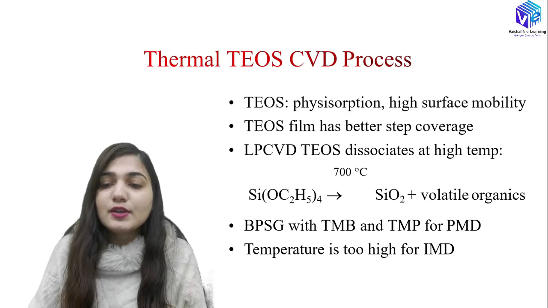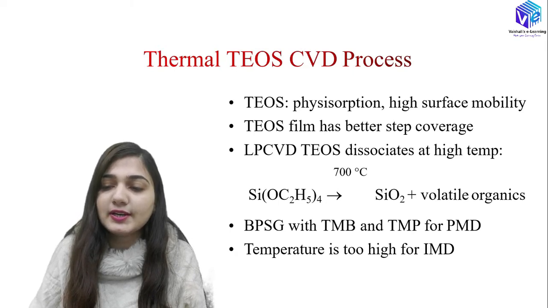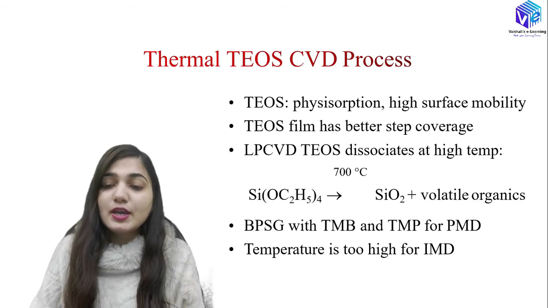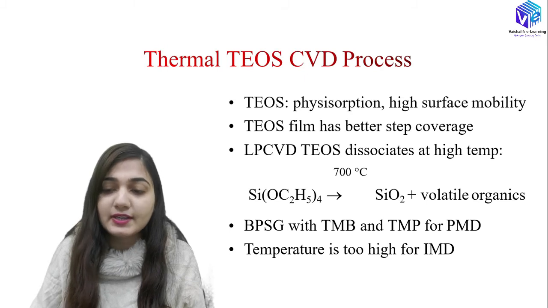silane. We have already talked about this reaction. It is done using the LPCVD, low pressure chemical vapor deposition. Here the TEOS is dissociating at a higher temperature to form SiO2 and the volatile organics. Now for the formation of PMD, we are using the borophosphosilicate glass with the trimethyl borate and the trimethyl phosphite.